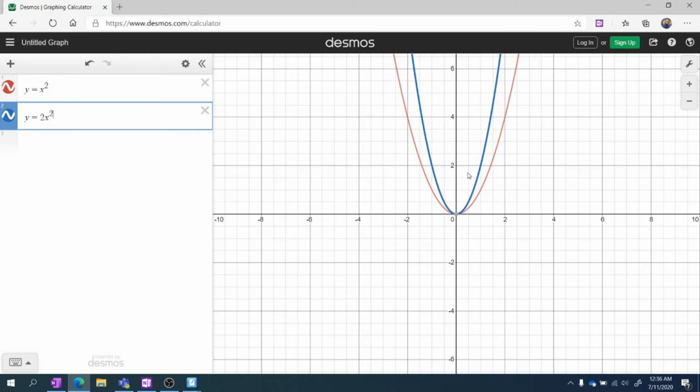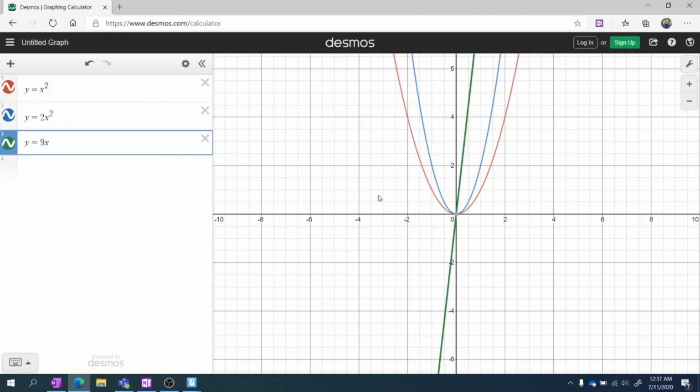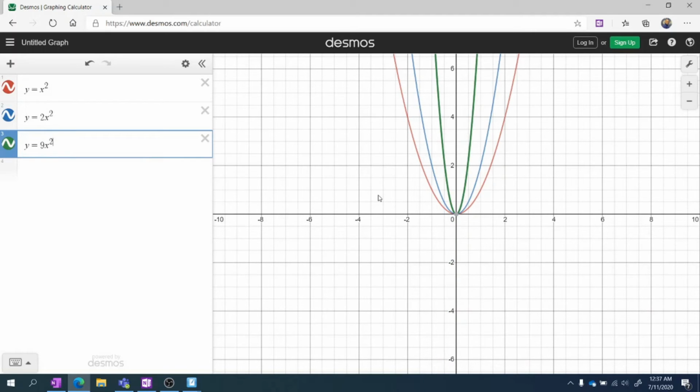Well, if I said, let's put another one. Let's leave that one there. Let's put y equals 9x squared. What do you think is going to happen before I hit the enter key here? In your head, say, I think this is going to happen. And then let's have a look. Look at that. So you can see that it got even narrower.